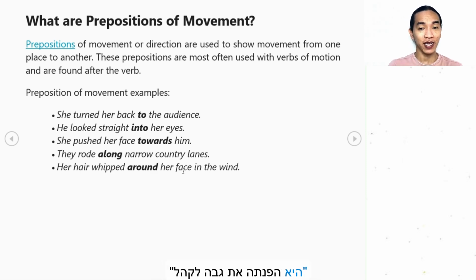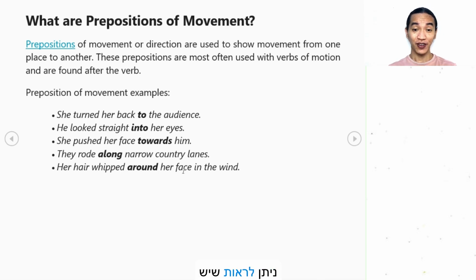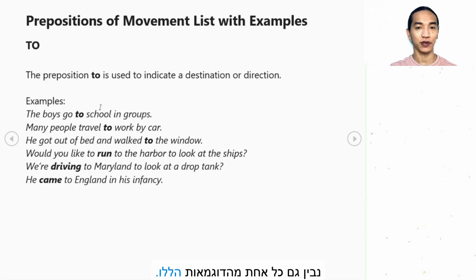For example, here, she turned her back to the audience. He looked straight into her eyes. She pushed her face towards him. They rode along narrow country lanes. Her hair whipped around her face in the wind. So you can see that there are some verbs here that are movement, or motion verbs, together with these prepositions of movement. But we will also understand each of these examples.